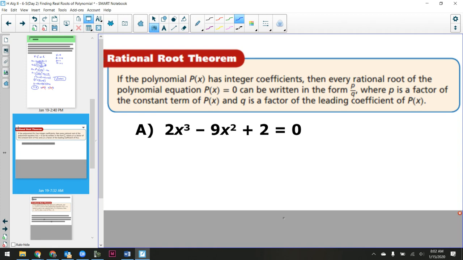I'll give you a minute to write that. Again, this is called the rational root theorem.